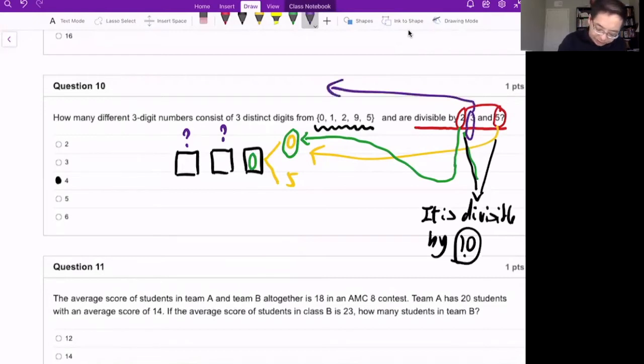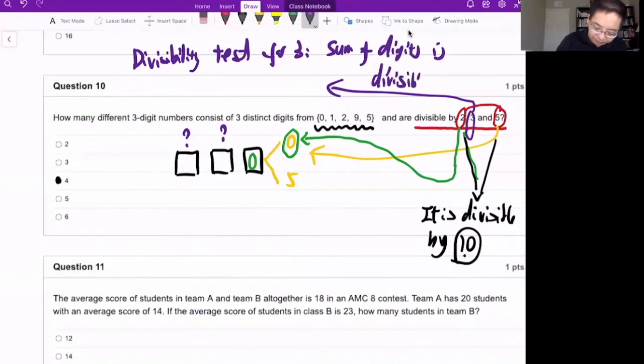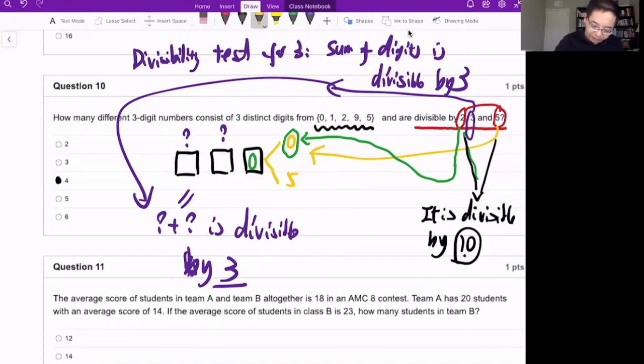So let's recall the divisibility test for 3. We know a number is divisible by 3 if and only if the sum of digits is divisible by 3. So by this, we need these 2 digits together to be divisible by 3. Also we need the digits to be from, because 0 is gone, 1, 2, 9, and 5.